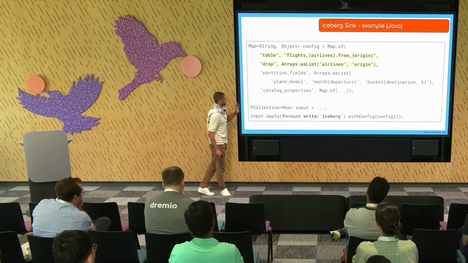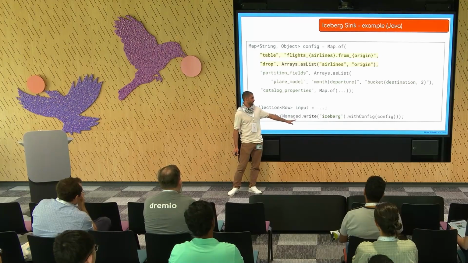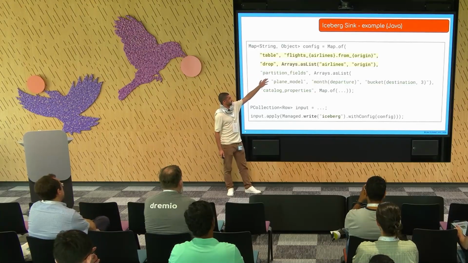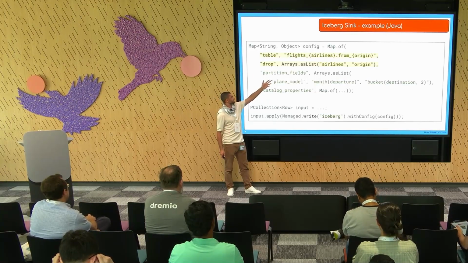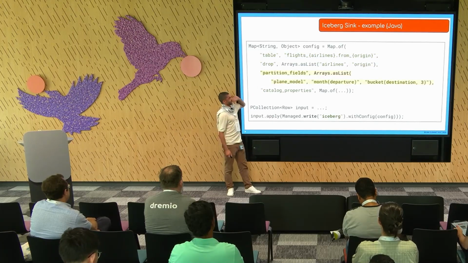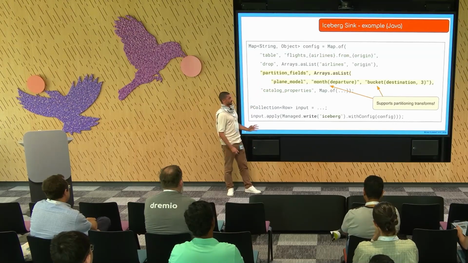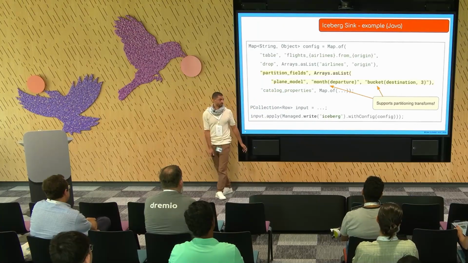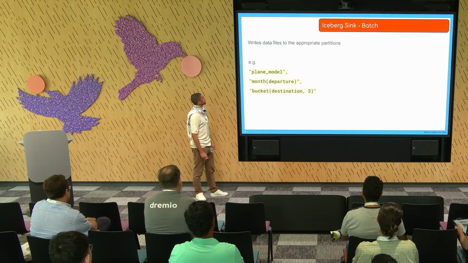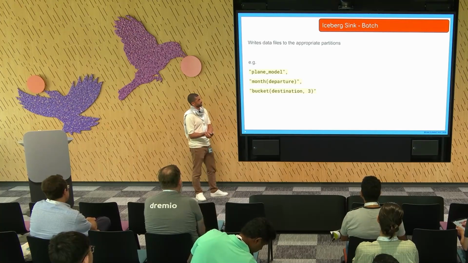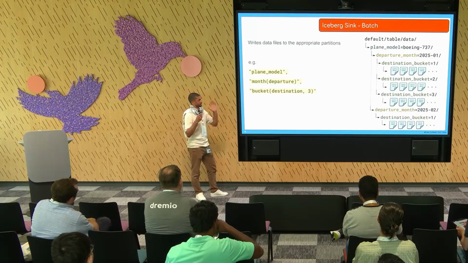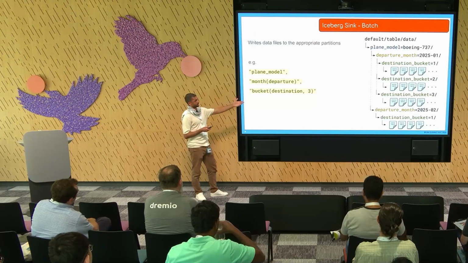You're writing to Iceberg with the managed API with this configuration. They have the table with the template, and we're saying drop these fields and create the table with this partition spec, with these partition fields. And we support all partitioning transforms. This is identity, and you have month and bucket and year and so on. There's a bunch of other ones. And it will just create the table with that partition spec and write to those locations. It will create this hierarchy as it writes.